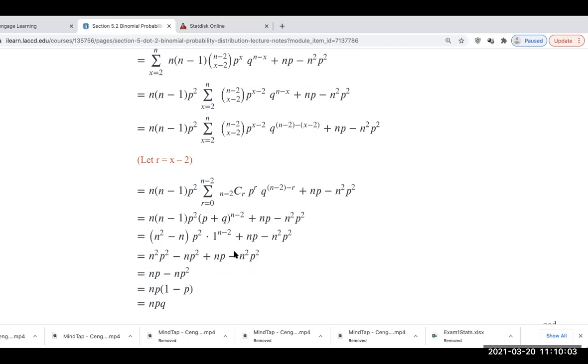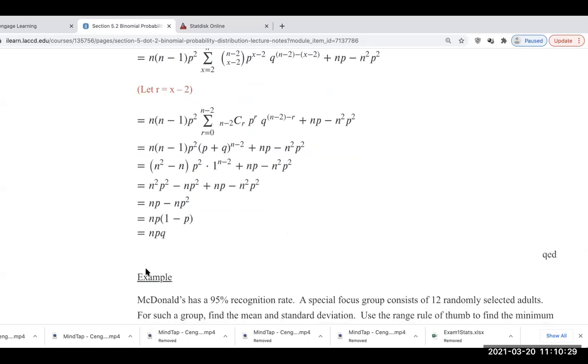Let's bring down each of these from before. And let's multiply the p squared inside the parentheses. So I get n squared p squared minus np squared. The n squared p squared terms cancel. So I just get np minus np squared. Factor out np. You get np times 1 minus p. But 1 minus p is q, and that's what we wanted to show. So we're done.